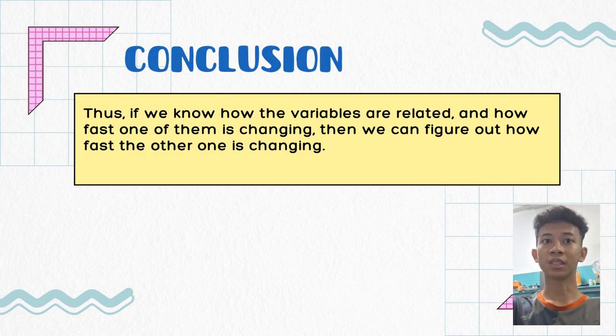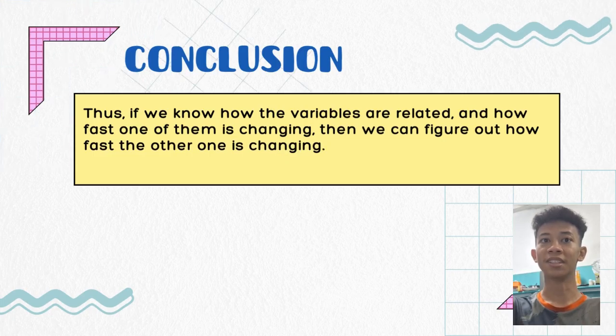So, the conclusion: if we know how the variables are related and how fast one of them is changing, then we can figure out how fast the other one is changing.